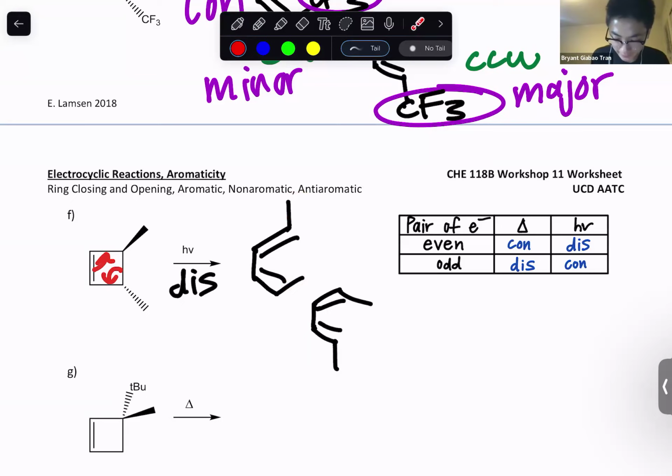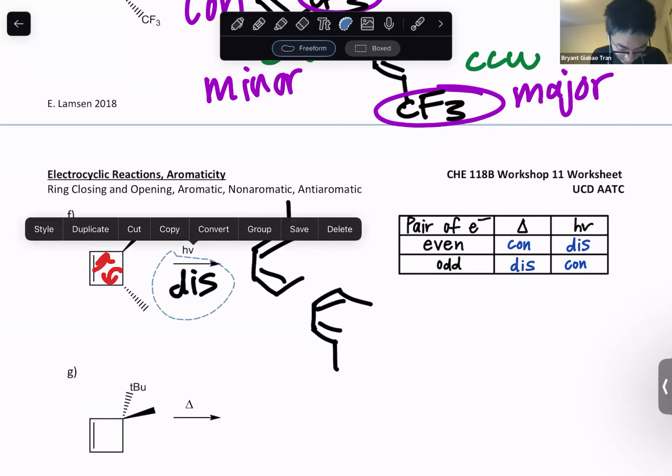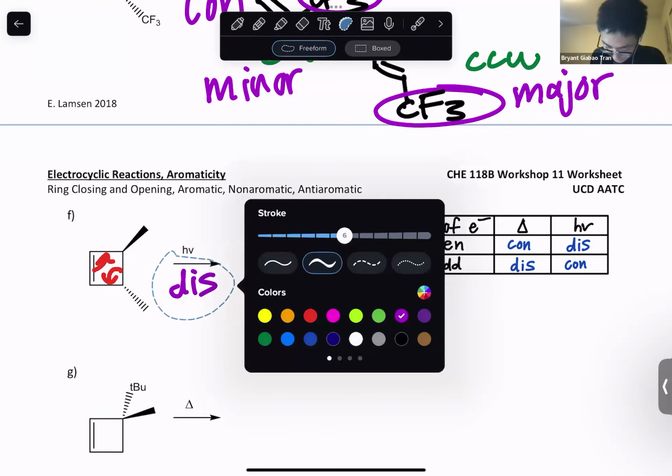It would be conrotatory if you had heat. So that's why these things could be different depending on heat or light. Right, got it. Next. Disrotatory. There.